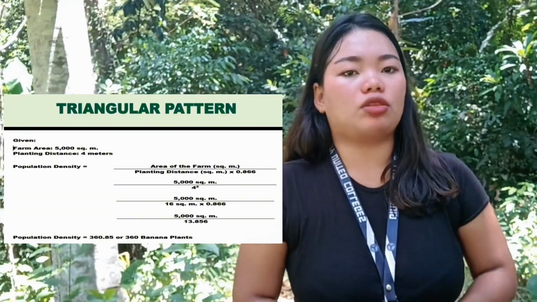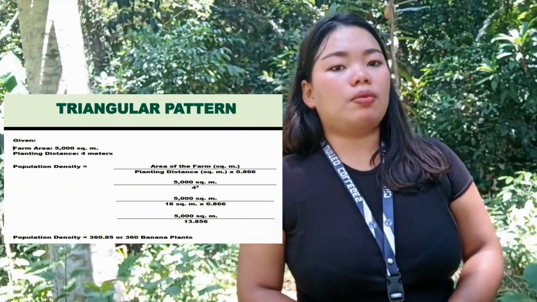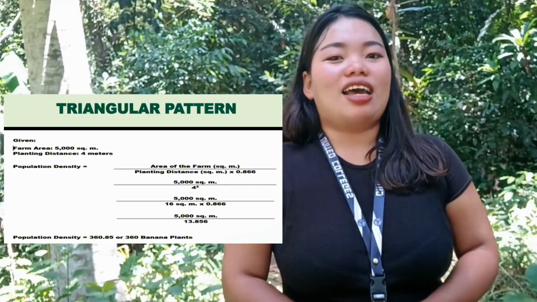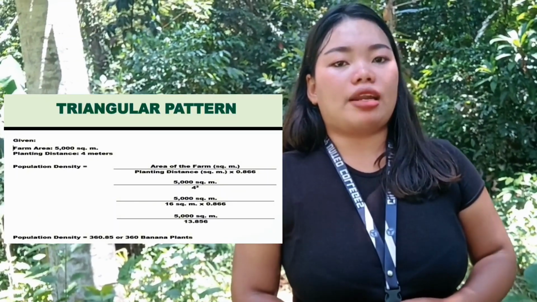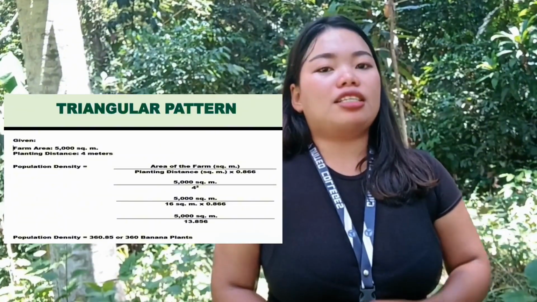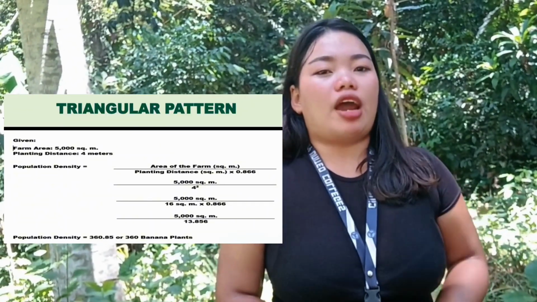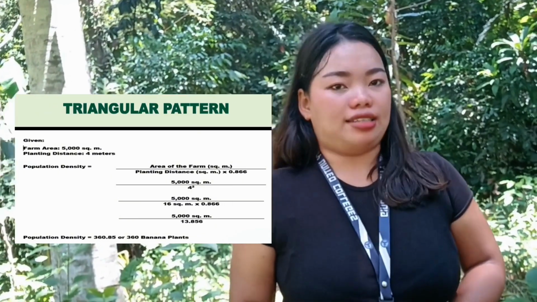Next, we divide the total farm area by this value. So 5,000 divided by 13.856 gives approximately 360.85. We round it down to 360 banana plants. This means that using a 4 meter spacing and triangular pattern, the farm can accommodate around 360 banana plants in 5,000 square meters of land.